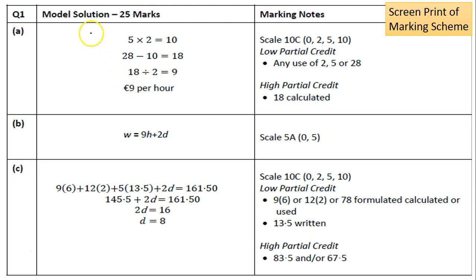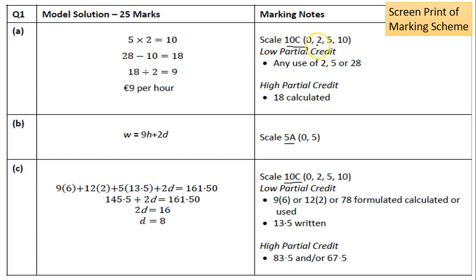Okay, now question 1, for this question I put in a sample screenshot of the marking scheme. You'll see there the marks given this year: 10 marks for the first part, 5 marks for the second part, and 10 marks for the third part, to make the total of 25 marks. They've split the scale there for the 10 marks into a C scale. An A scale would be hit or miss, it's either 0 or full marks. A B scale would be split into 3, a C scale into 4, a D scale into 5. So it depends, those scales can change, but usually it's sometimes 0, 3, 7, 10.